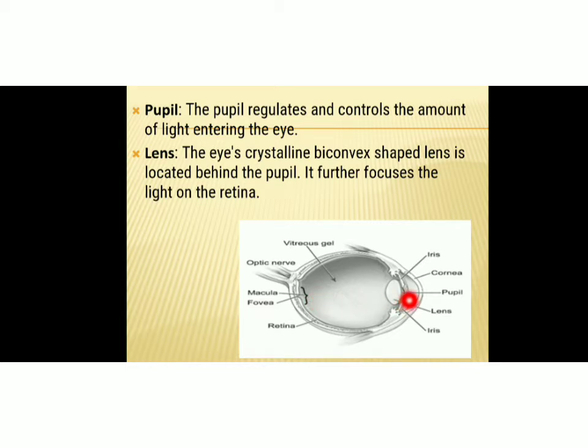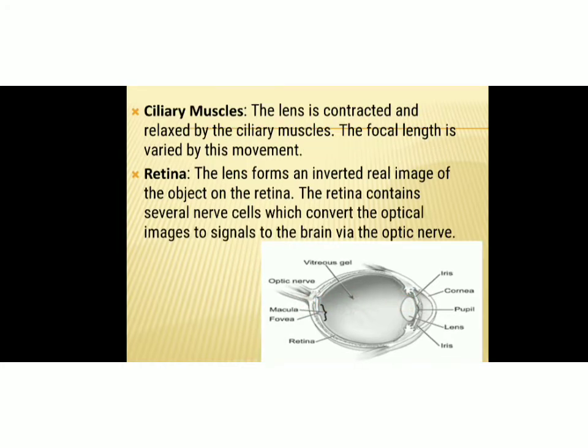Okay, so what is the lens? The eye lens is a crystalline structure which forms an inverted real image of the object on the retina. Next is the ciliary muscles. So what are ciliary muscles? The lens is contracted and relaxed by the ciliary muscles. In doing so, the focal length of the eye lens is also varied or changed.